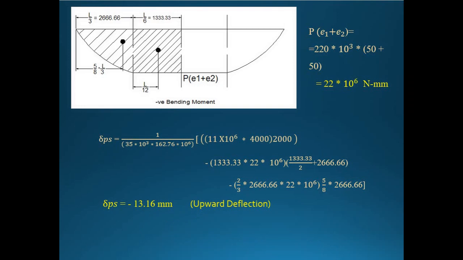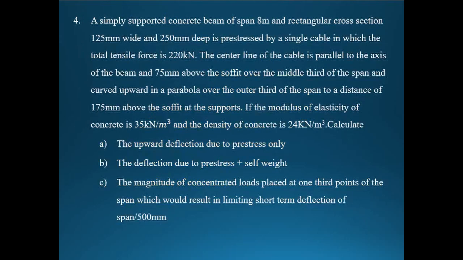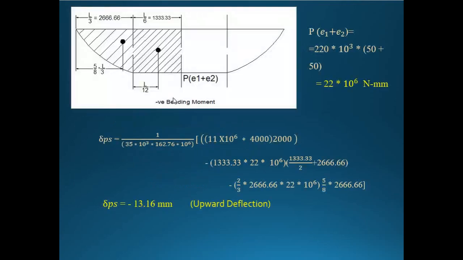Okay, so the next thing is the final calculation, that is, whatever they have asked in the question we should calculate. I will just go back to the question. The first question is the upward deflection due to pre-stress only. Just now we have calculated the deflection due to pre-stress. How much did we get? We got it in negative, that is minus 13.16 mm. This is an upward deflection.